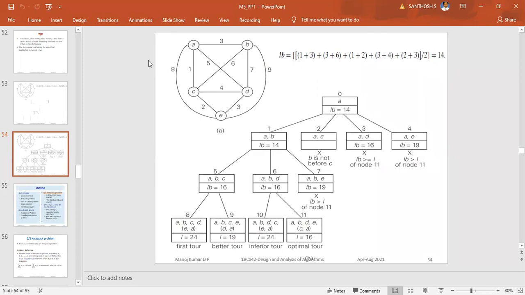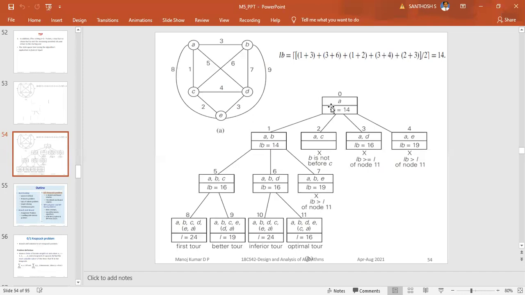Next, A to C. Is there a path? Yes, B is not before C. Okay, so B is not before C. So next you go with A comma D. So this is A comma D. You can take it as 16.